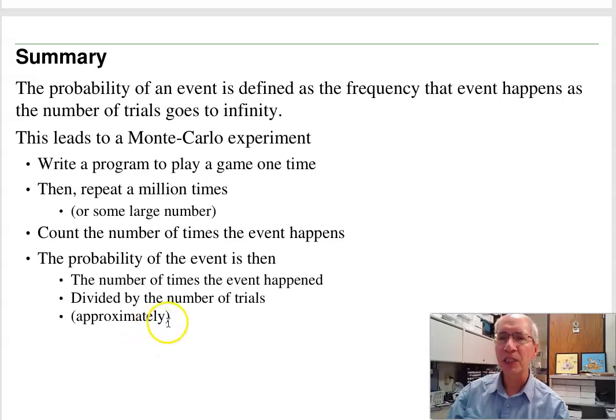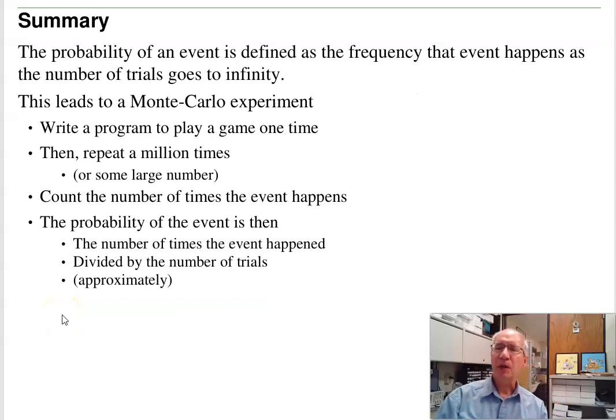It's actually a really powerful way of calculating probabilities. And it really uses the definition of probability. The probability of an event is defined as the frequency that event occurs as the number of trials goes to infinity. What you do with Monte Carlo is write a program to play a game 1 time. If I can do that, I put it in a for loop and play it 1,000,000 times, or some other large number. And every time I go through it, I just count how many times the event happened. And then the probability is roughly the number of times the event happened divided by the number of trials. That's Monte Carlo. And with that, that's lecture number 2 for ECE 341 Random Processes, Monte Carlo.